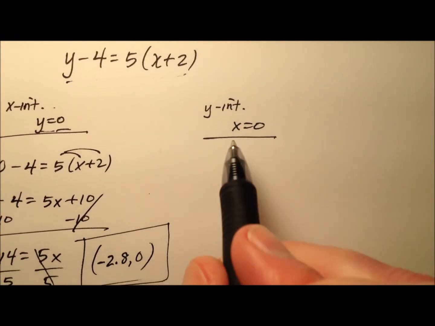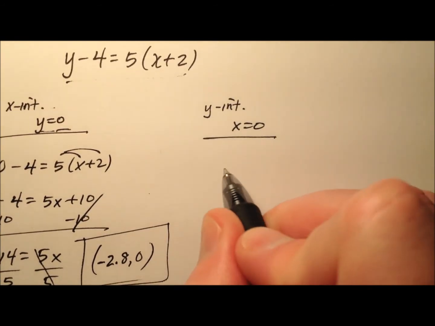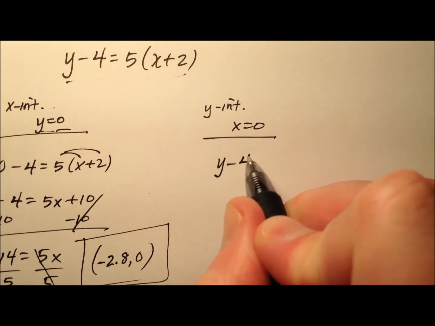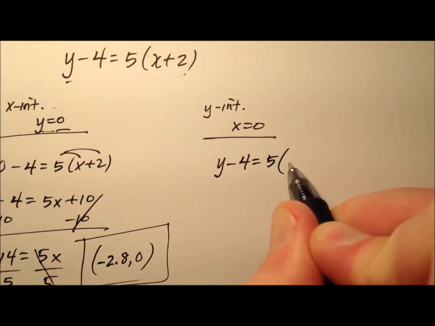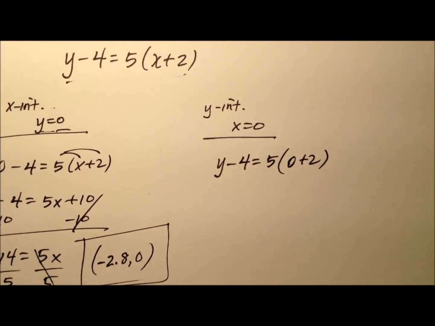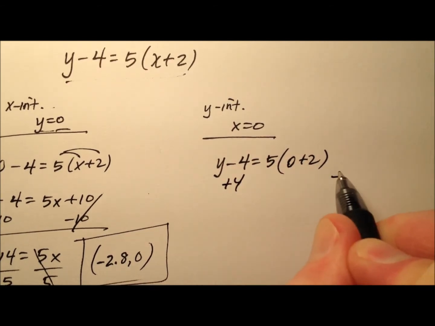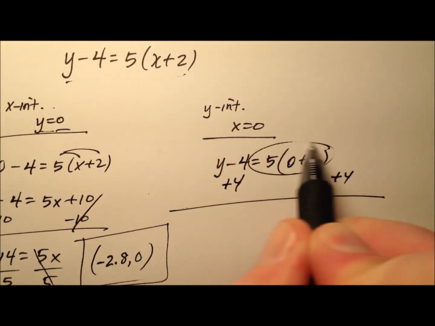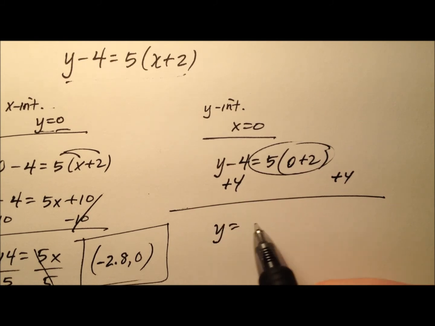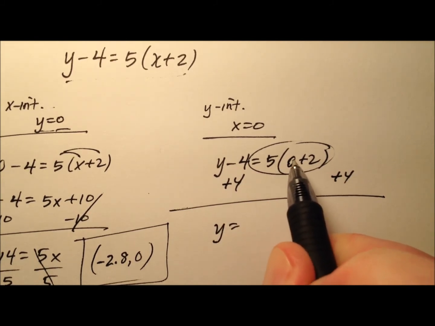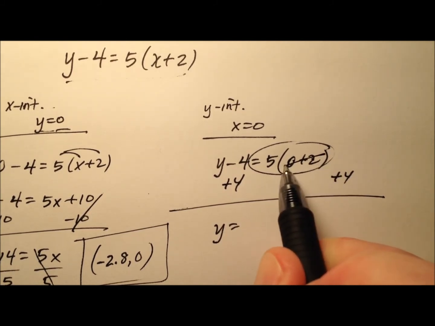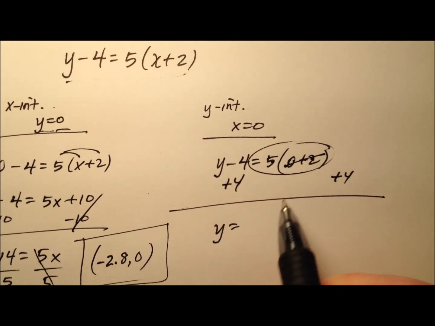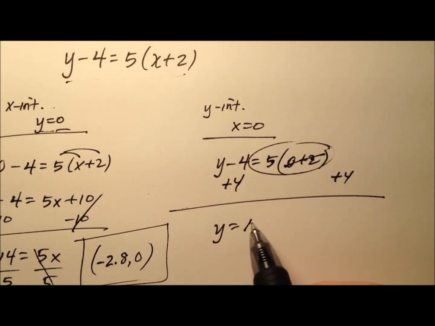Okay, let's go ahead and find the y-intercept, and that will be where x equals 0. So y minus 4 equals 5 times (0 plus 2). So I can add 4 to both sides and then simplify this. I'll get y equals, well, 0 plus 2 is 2. 5 times 2 is 10. And 10 plus 4 is 14. So it looks like my y value will be 14.